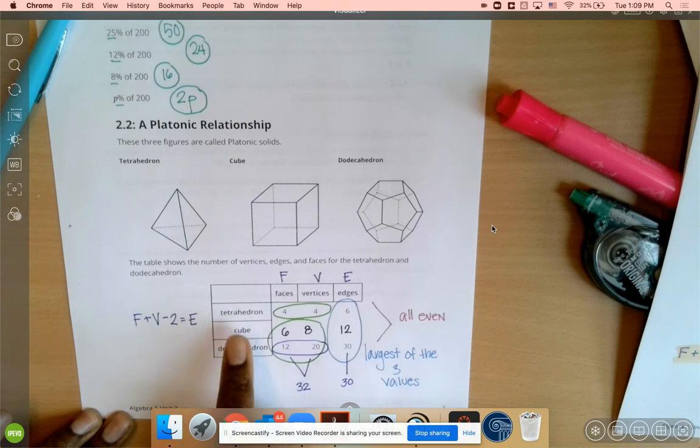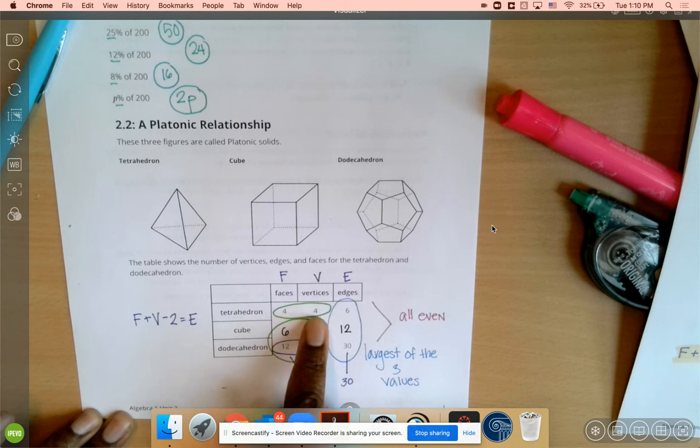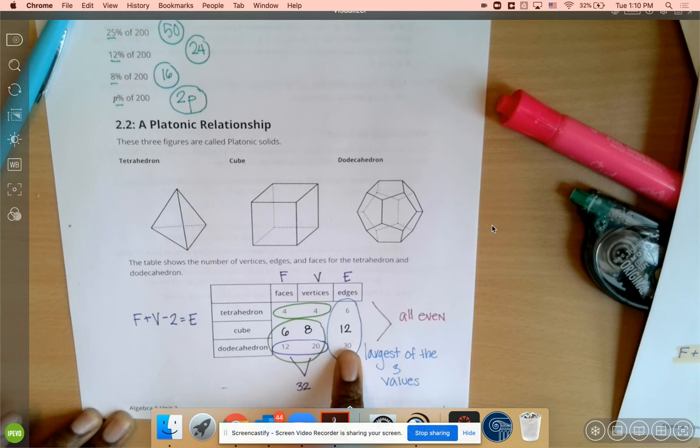So 4 plus 4 is 8, minus 2 is 6. 6 plus 8 is 14, minus 2 is 12. 12 plus 20 is 32, minus 2 is 30. So it seems to be a consistent relationship.